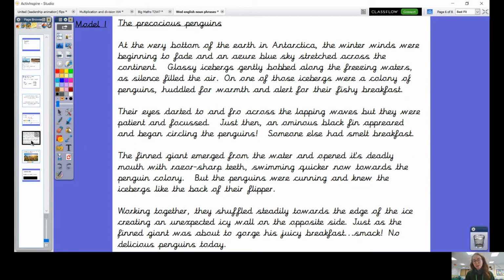I wonder if you could actually pause the video now and just have a look out for some noun phrases that I've used in my story here. It might be an idea just to make a little list of those so you've got them noted down. So pause the video and see what you can find. Spot the noun phrases. They're adjectives and nouns together. Off you go. So I hope you've had a little go at that.